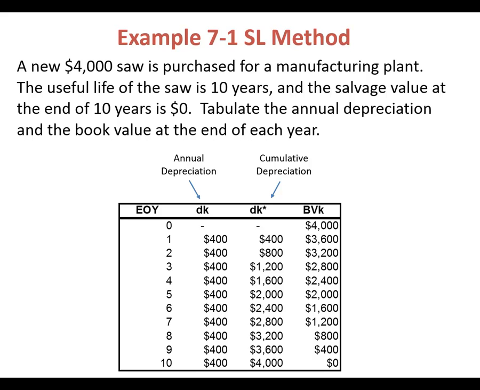End of year 2. So you can see the depreciation every year is always 400. The cumulative depreciation is gradually going up until it reaches 4,000. And the book value is gradually declining until it gets to 0, which is the salvage value that's defined in the problem. So it's very simple, the straight line method. But it's not realistic.